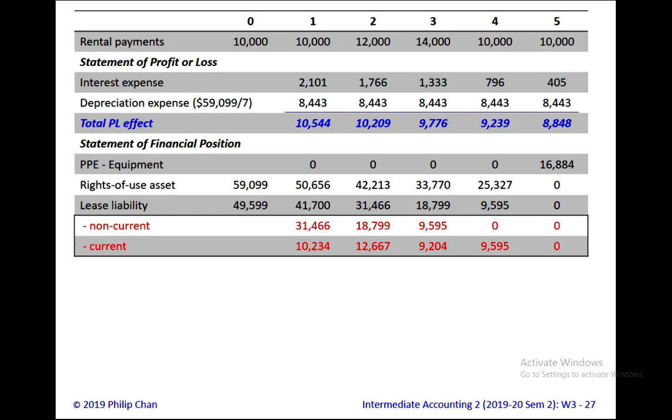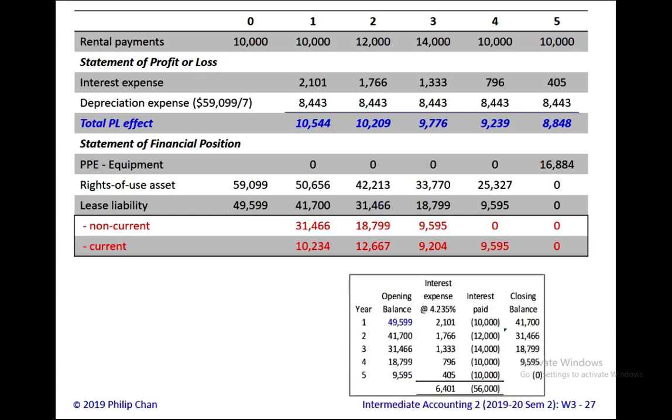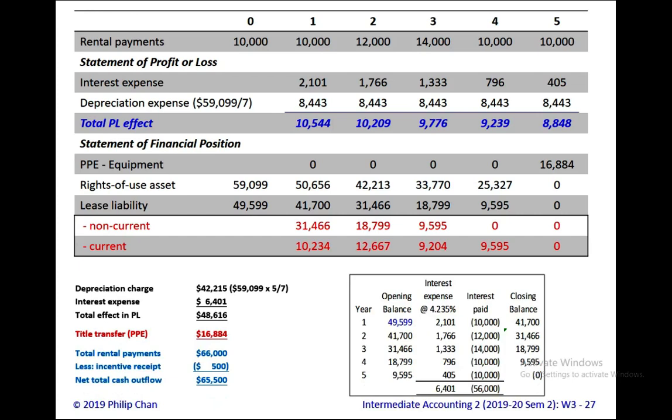Now, I will show you a little bit of analysis here. The total rental payment is 66,000, the sum of all the cash flows. We also remember we received an incentive of 500, which means the total cash outflow is 65,500, a net outflow of 65,500. Think about it this way: you credit the bank for that much.